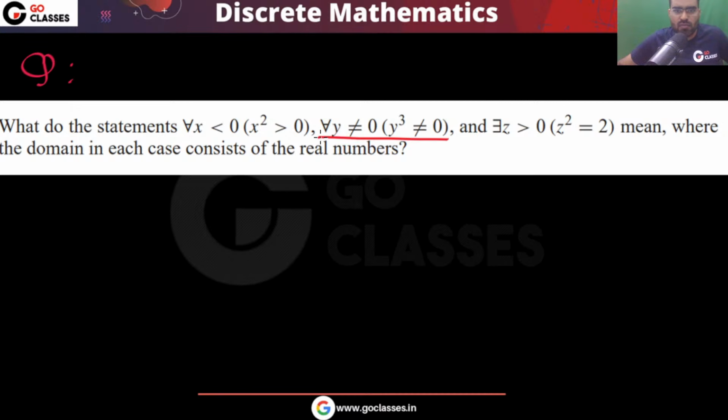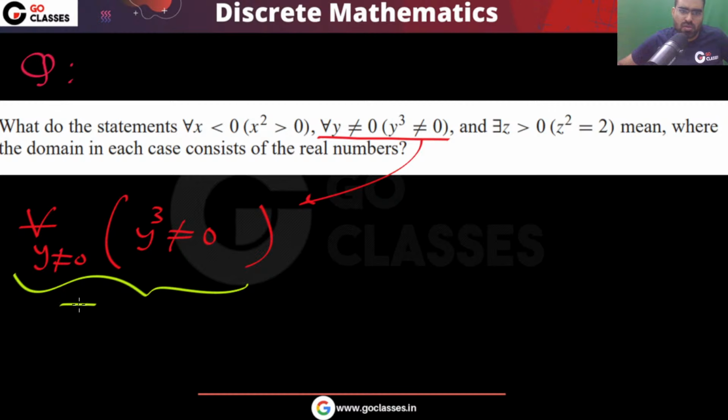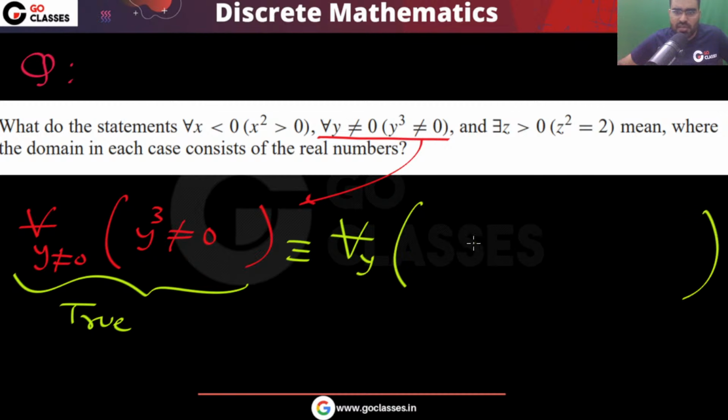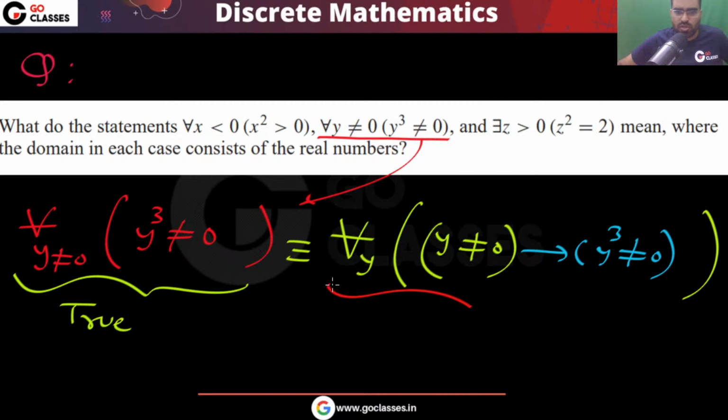This one. What is this saying? This is saying that for all y which are not 0, y cube is also not 0. This is also true. The same statement you can also write as: for all y, if y is not 0, then y cube is also not 0. Of course, this is also true.